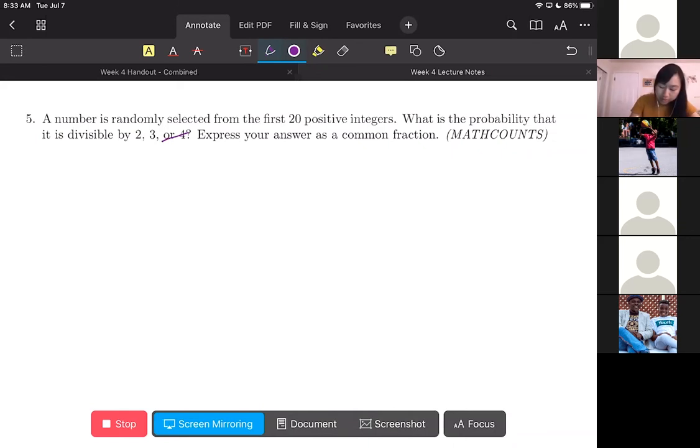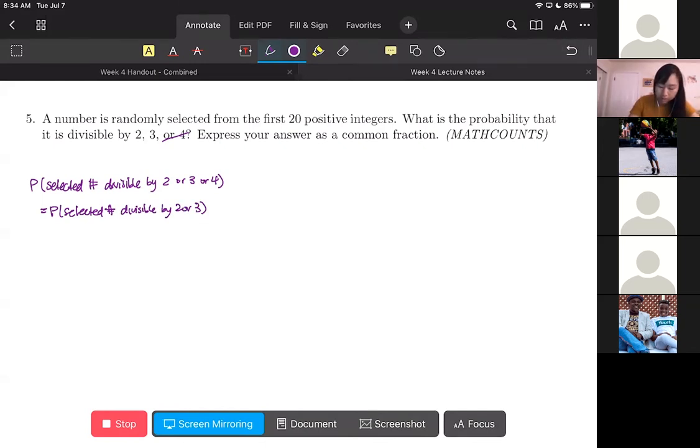So how can we count this? Okay, you can list all the numbers and cancel out the ones that are divisible by 2 and 3. So you cancel all multiples of 2. That's 2, 4, 6, 8, 10, 12, 14, 16, 18, and 20. And you can cancel all the ones for 3, which are 3, 6, 9, 12, 15, and 18.